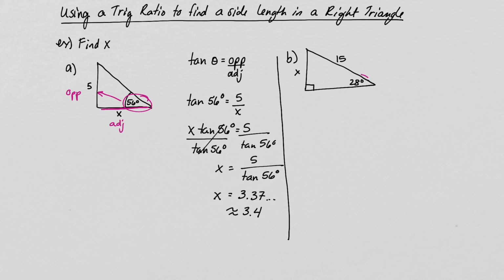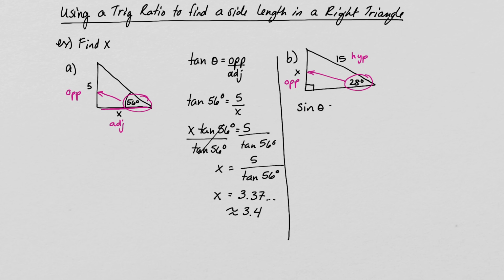So again, in terms of this angle, I have the opposite side, that's what I'm looking for, the x. And the 15 is the hypotenuse. So I want to think about which trig function I should use. I want a trig function that relates opposite and hypotenuse. And again, I like to go with one of the basic ones. So that's going to be sine.